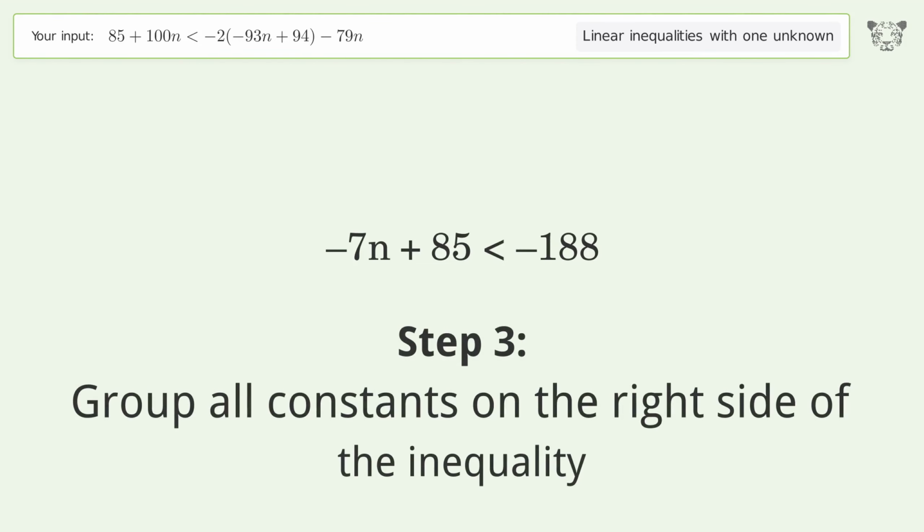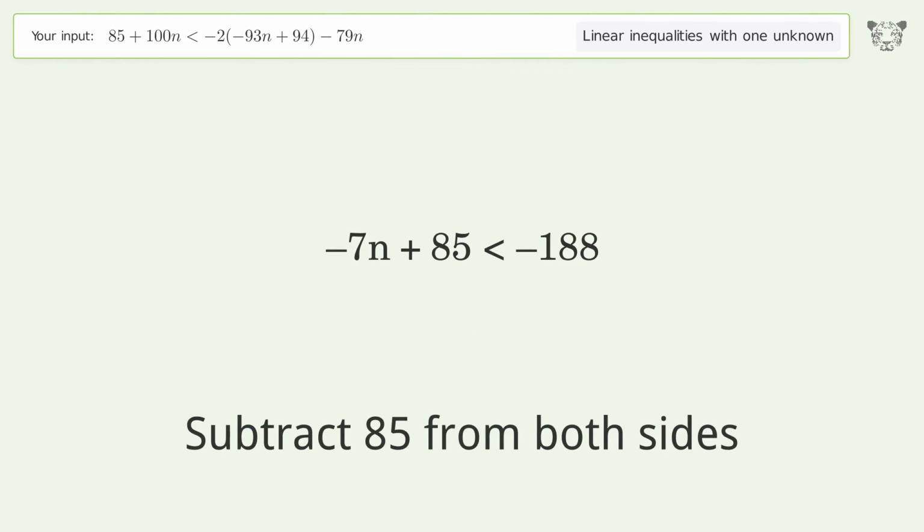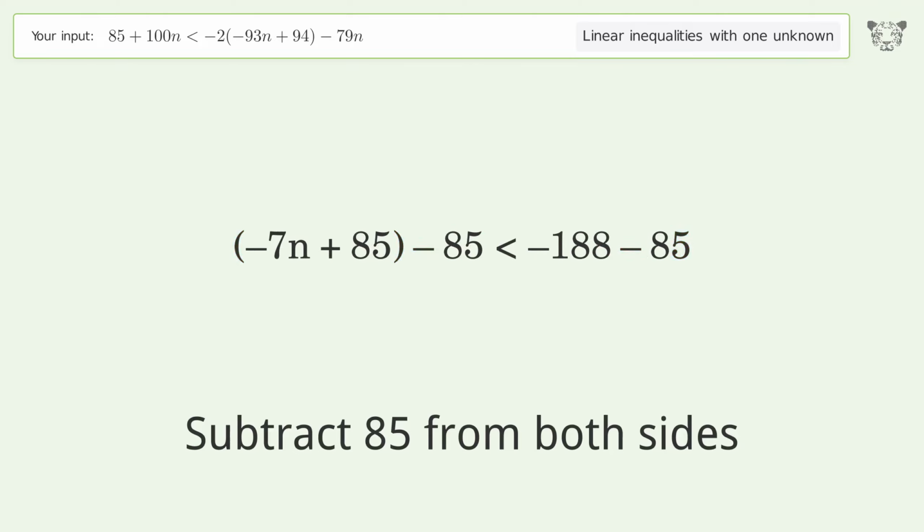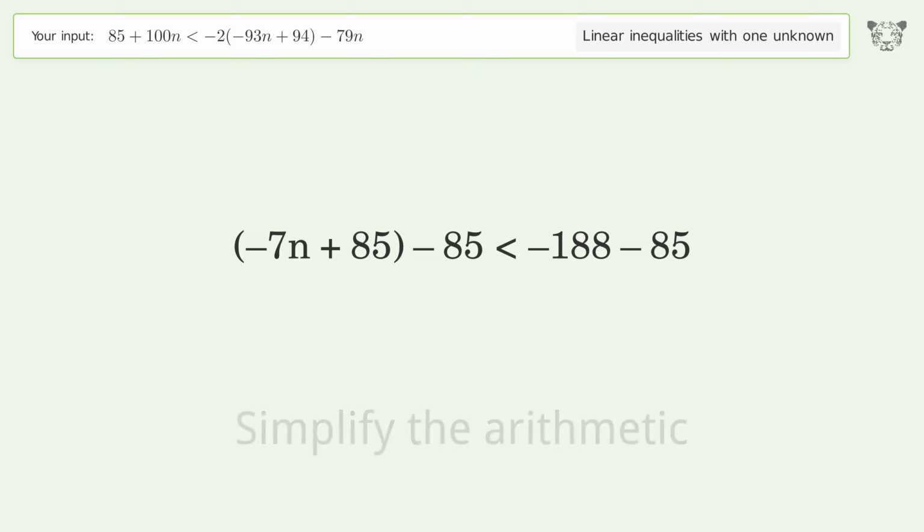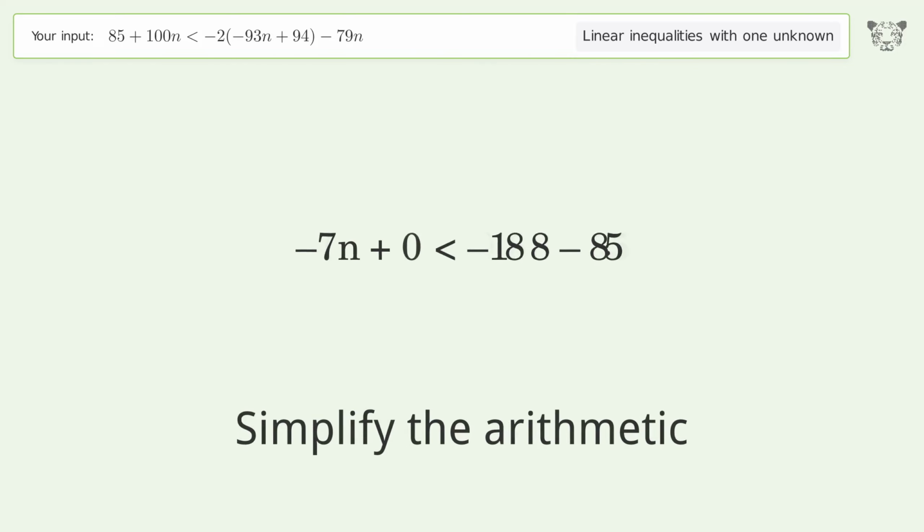Group all constants on the right side of the inequality. Subtract 85 from both sides. Simplify the arithmetic.